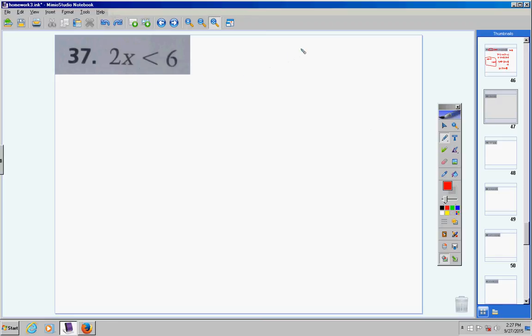Now, x is not by itself, so we're going to come over here. The first thing you always do, students, always, always, always, I cannot stress this enough, is to pretend you have an equal sign, even though you don't right here. Pretend you have an equal sign. Now get x by itself. And we get x equals 3.